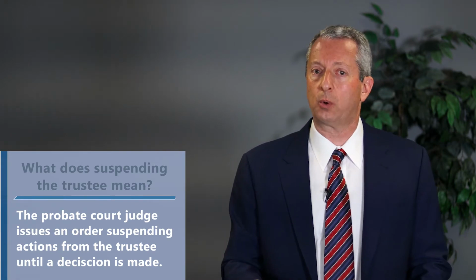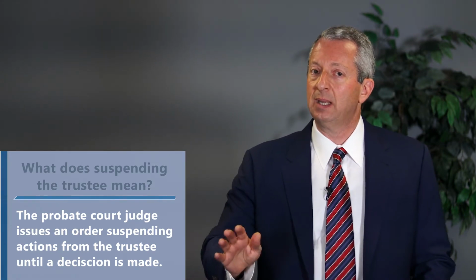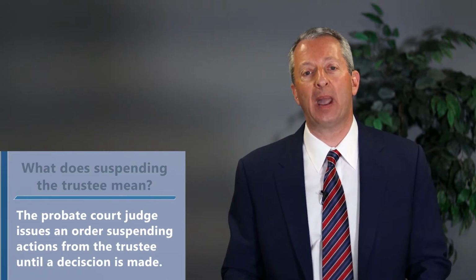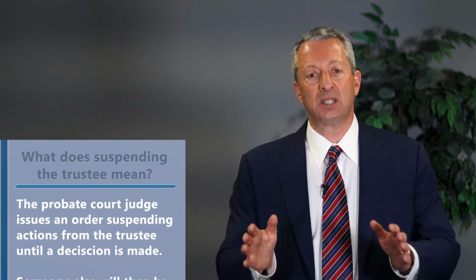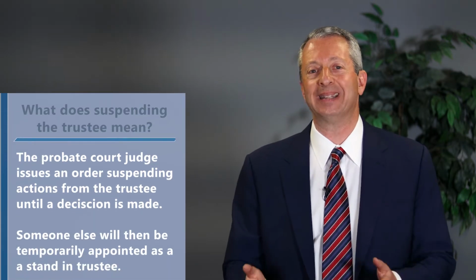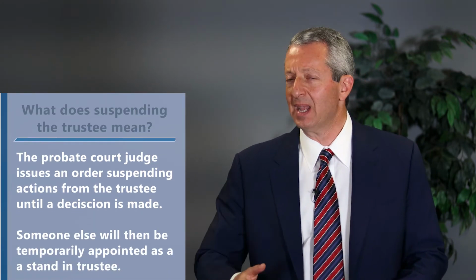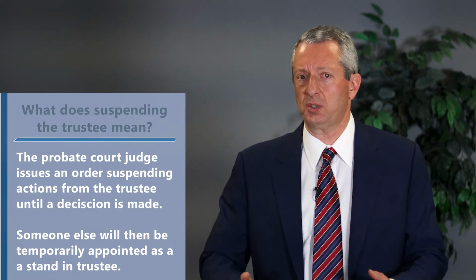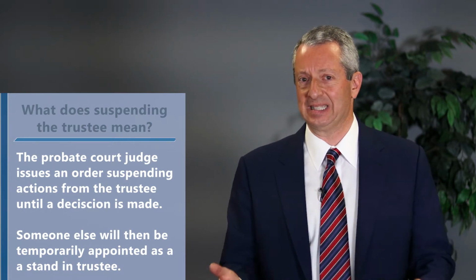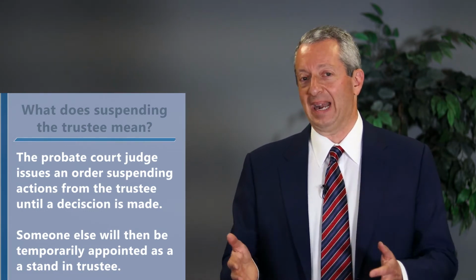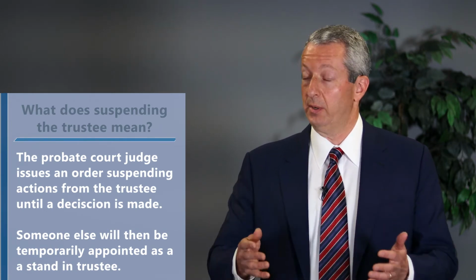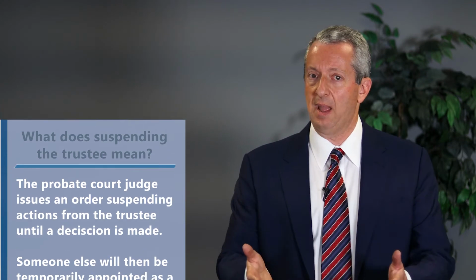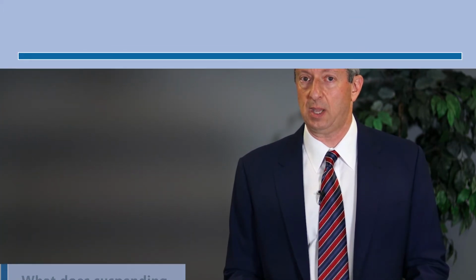They're going to issue an actual court order that says the person is suspended. That means the suspended trustee cannot exercise any of the powers they have as trustee, and someone else is going to be appointed on a temporary basis as the trustee. And depending upon what court you're in, you'll hear that person referred to as either a temporary trustee or an interim trustee. It's exactly the same thing. That temporary trustee may be given all of the powers of the trustee or some limited set of powers. And again, this will depend on the circumstances of your case.